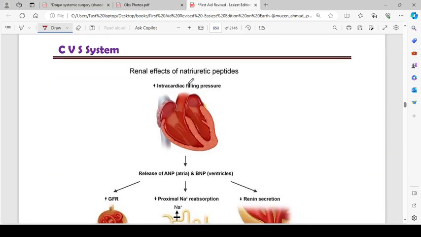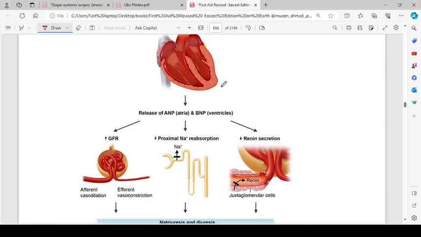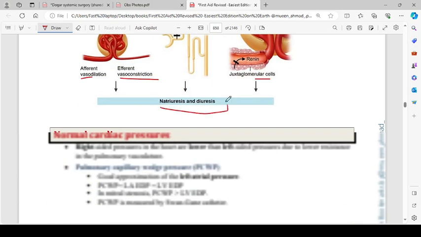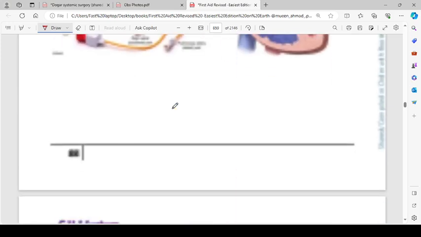Okay, so the renal effects of natriuretic peptides. They decrease intracardiac filling pressures, with release of ANP by the atria and BNP by the ventricles. They increase the GFR by constricting the efferent and dilating the afferent arterioles, decrease proximal sodium reabsorption, and decrease renin secretion by the juxtaglomerular cells. So ultimately they cause natriuresis and diuresis. Then we have normal cardiac pressures.